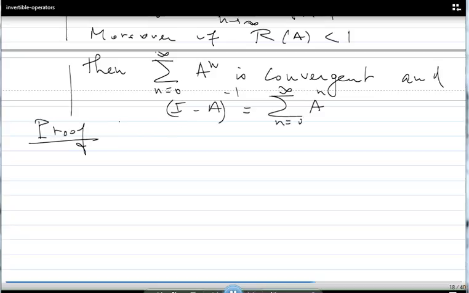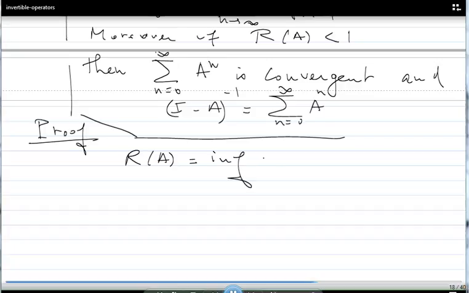So, proof. Here we don't have the limit, we don't know that the limit exists. So first let us prove that the limit exists. We take R of A to be the infimum of the nth root of the norm of A to the power n. That infimum always exists because the sequence is bounded between 0 and the norm of A.